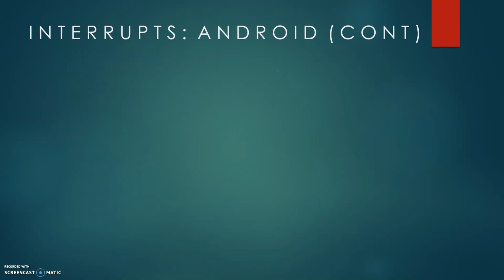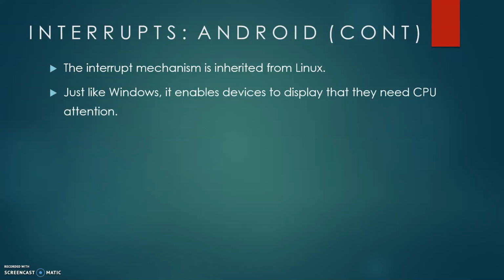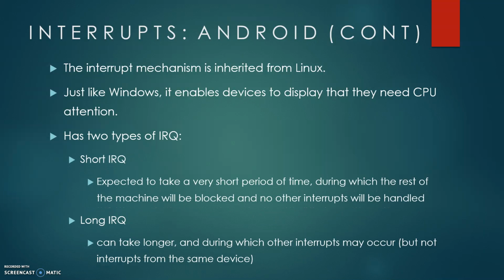In Android, the interrupt mechanism is inherited from Linux. Just like Windows, it enables devices to indicate that they need CPU attention. There are two types of IRQ in Android. The first one is a short IRQ.